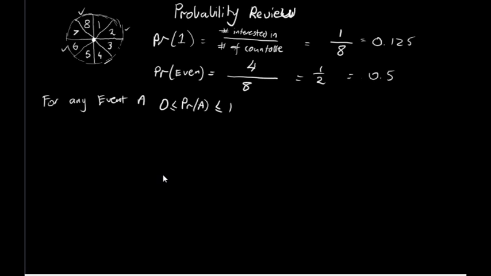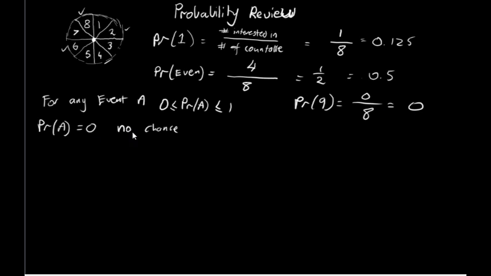Either way, it's usually a decimal for our probabilities. If the probability of A is equal to 0, there is no chance that that would happen. So for example, what's the probability that I get a 9? Well, there's no 9s in my spinner out of 8 possible outcomes, so it's just 0.